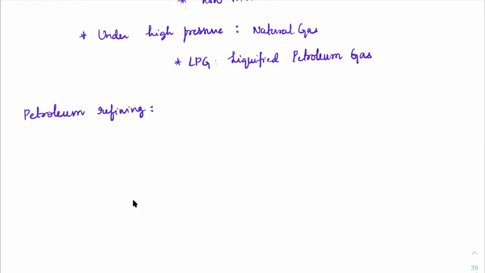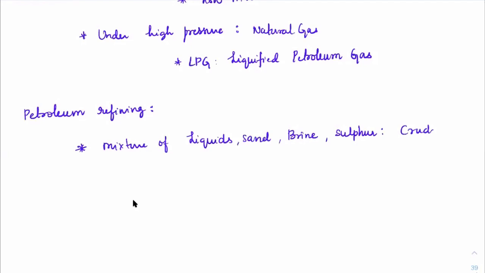Now, this petrol which is obtained would usually have a lot of impurities like sand, some amount of salt water, correct? Some sulfur. So this entire mixture which comes over, a mixture of liquids, sand, correct, and brine solution, which is salt water, correct, and some sulfur, which comes all together. This is what we call crude oil.